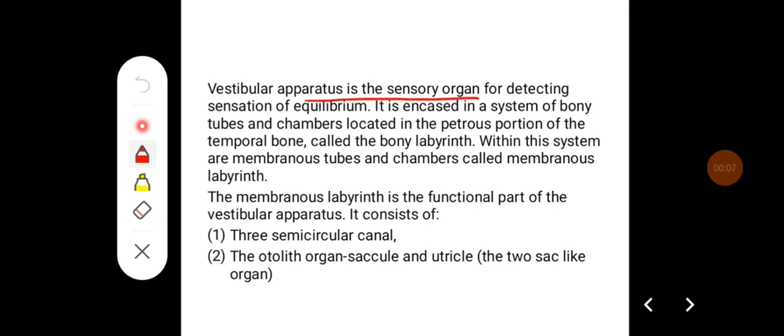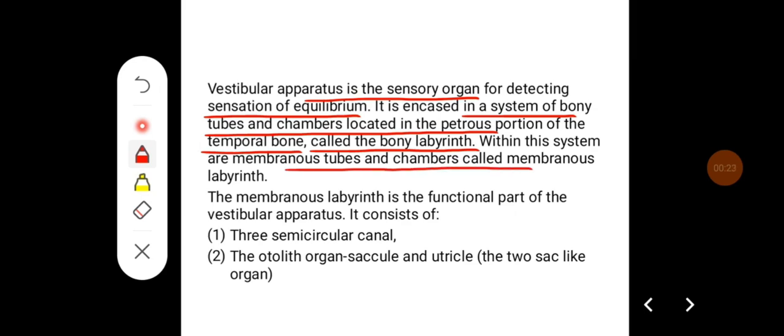Vestibular apparatus is a sensory organ for detecting sensation of equilibrium. It is encased in a system of bony tubes and chambers located in the petrous part of the temporal bone, which is called the bony labyrinth. Within this system are membranous tubes and chambers which are called the membranous labyrinth.